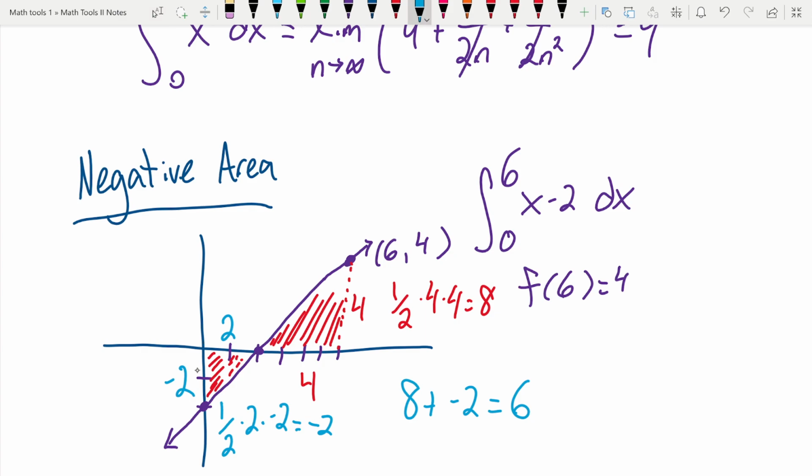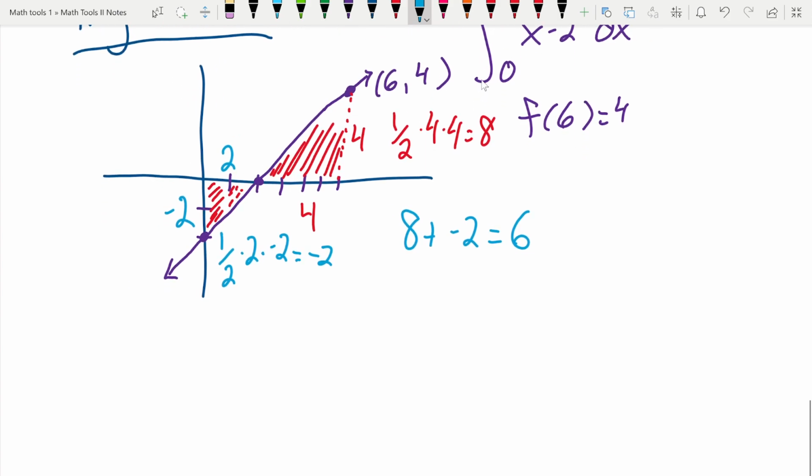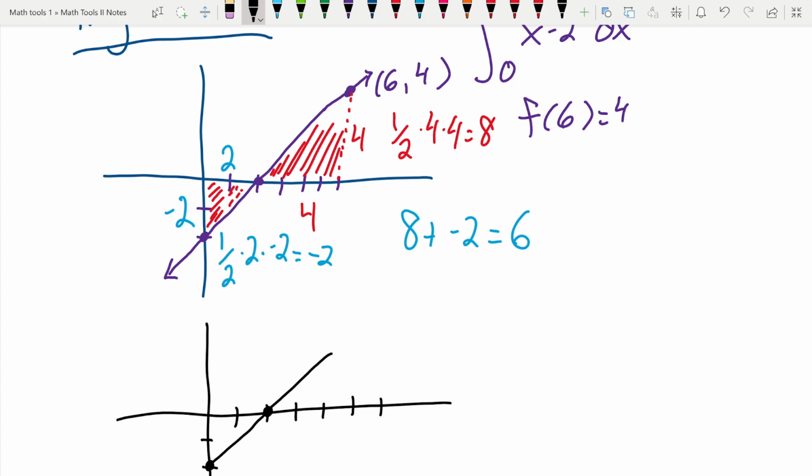Now, I only looked at the height being 0. What if we were to look at a variation of this? Same function, x minus 2, but I actually want to look at the integral from 6 to 2 of x minus 2 dx, so backwards of how we normally would write the interval.